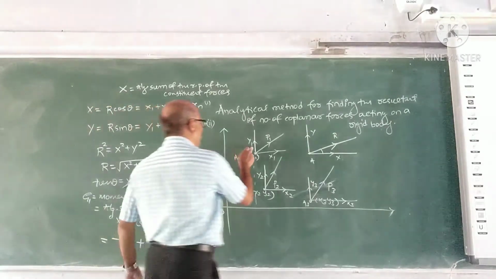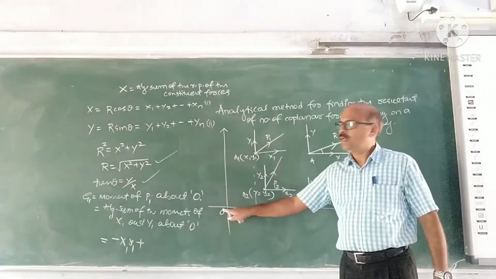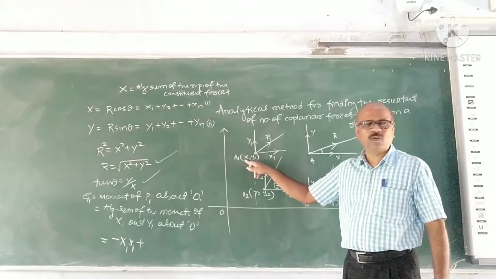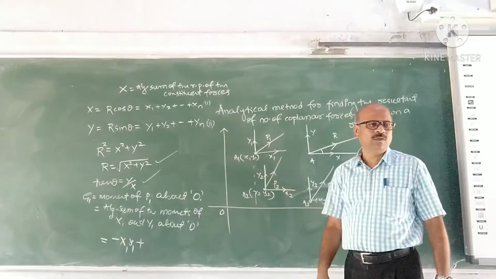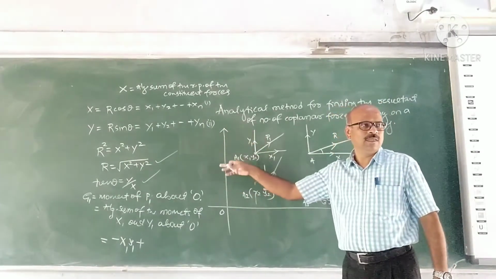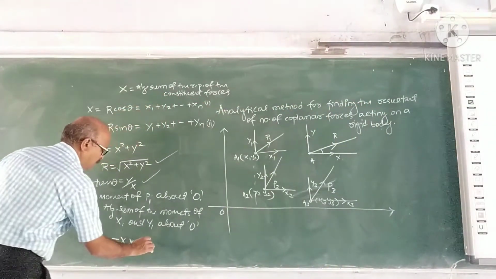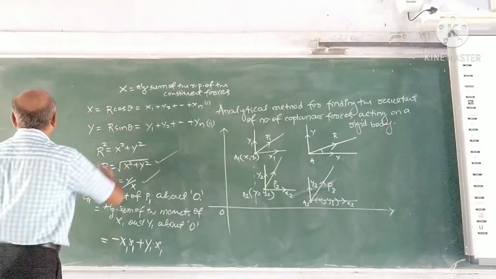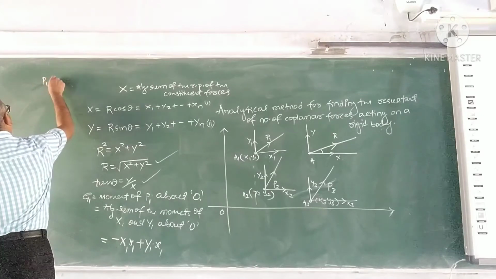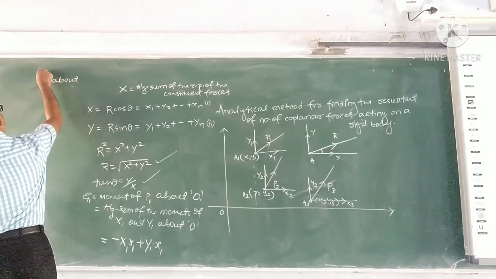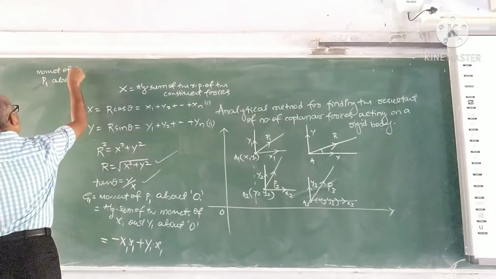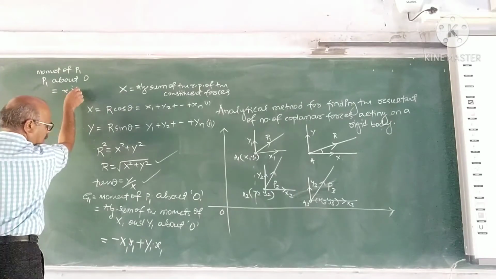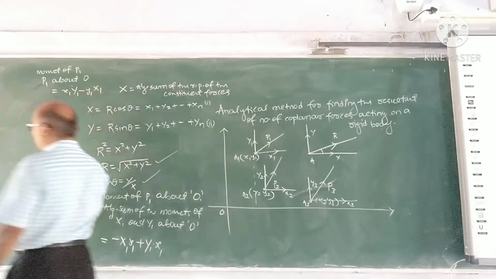Then what is the moment of Y1 about O? It is Y1 into the perpendicular distance. What is the perpendicular distance? x1, the x coordinate of the point. And is it positive or negative? Positive, because of this direction. So it is plus capital Y1 into small x1. Therefore, the moment of P1 about O is small x1 Y1 minus small y1 X1.